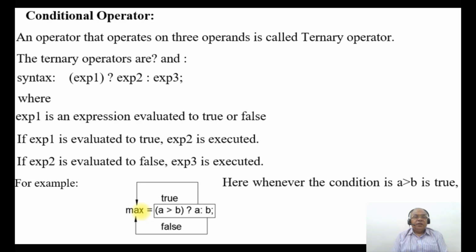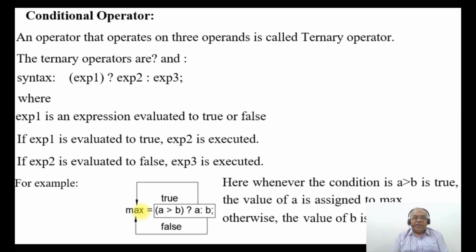Whenever the condition A is greater than B is true, then the value of A is assigned to the maximum. Otherwise, the value of B is assigned to the maximum value. It invariably has to be B because we have only two variables. If one of the numbers is true, then the other one has to be the false one. So that is the meaning of this.